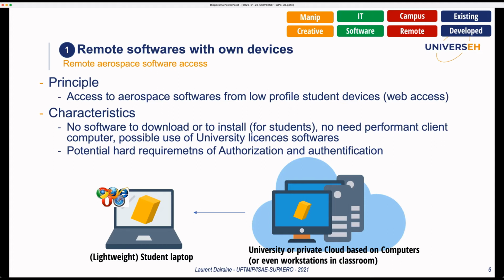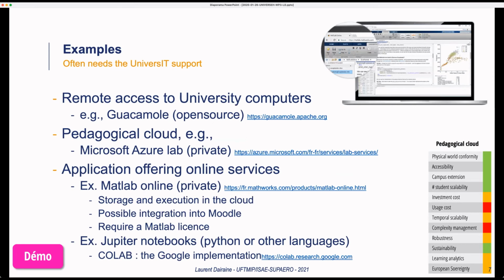Examples of such approaches are very numerous. Of course, there are so many possibilities. The first one is open source software. I have to say that often the university IT support is needed to achieve that, of course, because you have to set up infrastructure. But it is really possible to do that with, for example, Guacamole, which is an open source software able to set up a web interface to any software.